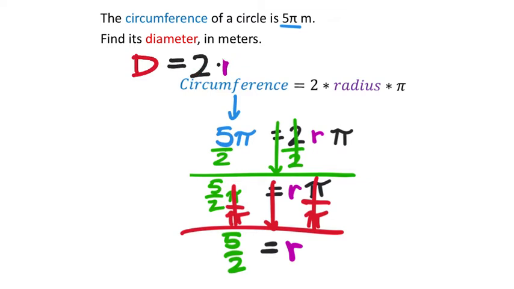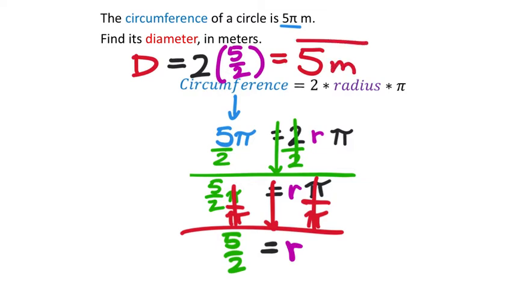Well, I know my radius. It's a fraction. That's okay. But my radius is showing at 5 halves. Okay, so 2 times 5 halves. You can put that in the calculator if you need, but it will give me the diameter of 5 meters. And that's the value we actually want on this one.